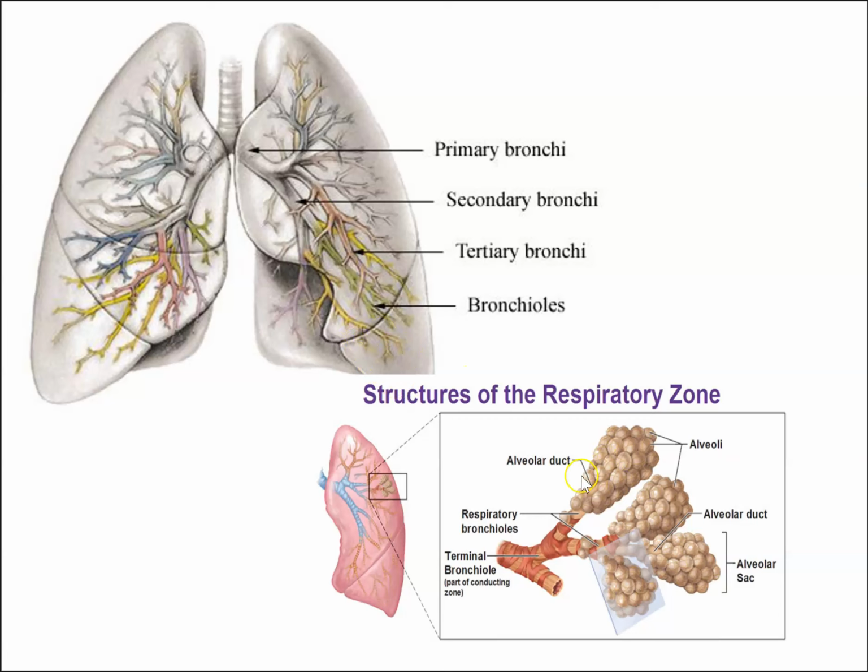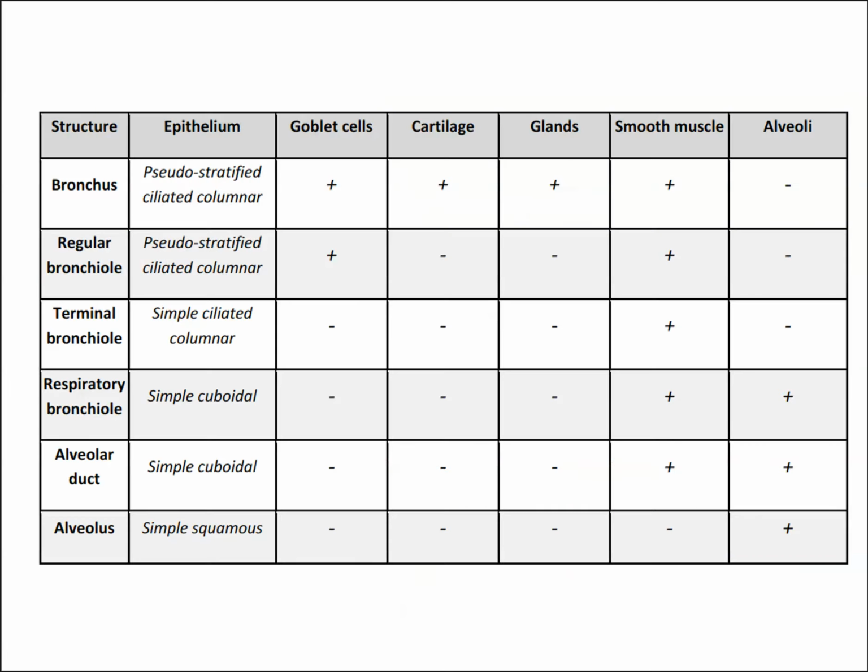and they have a very large surface area to increase the efficiency of gas exchange, about 750 square feet if you spread them all out. So the gas exchange actually occurs between the capillaries that you see over here and the alveoli of the lungs. If you look at the type of epithelium present in the respiratory system, it changes as you move deeper towards the alveolus. So the bronchus consists of pseudostratified ciliated columnar epithelium. The regular bronchiole still consists of ciliated pseudostratified columnar epithelium.